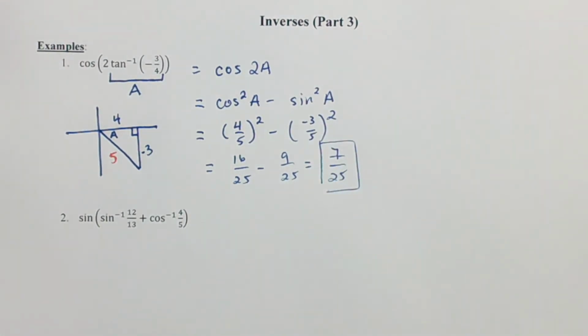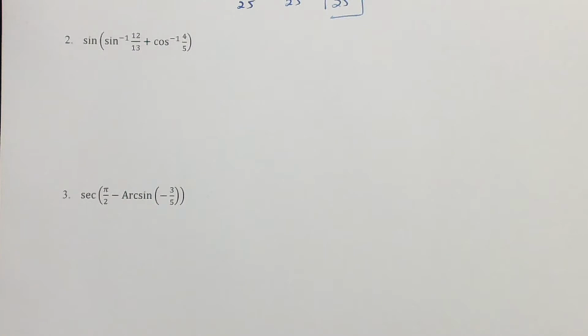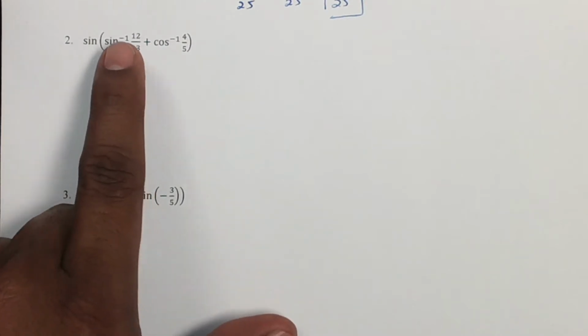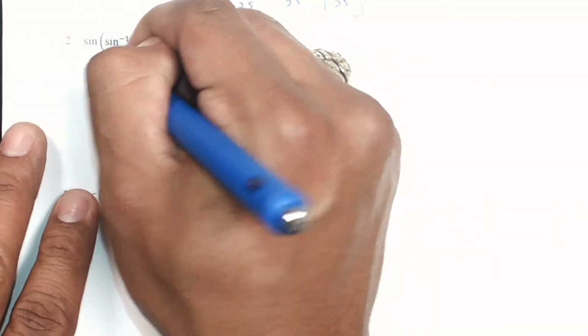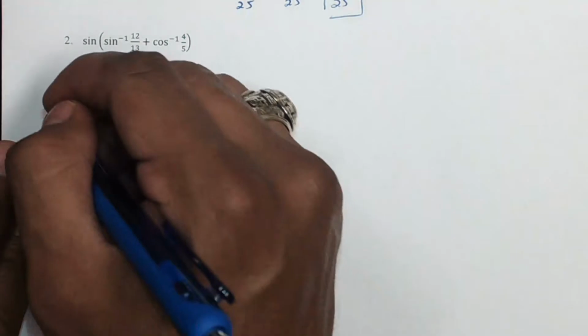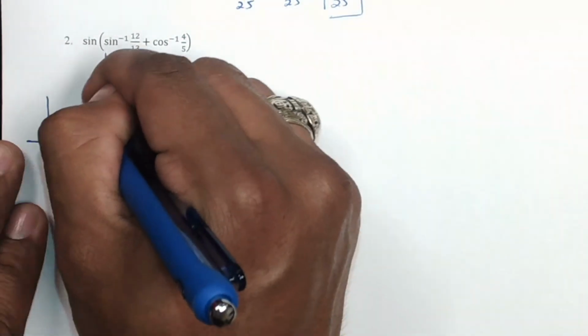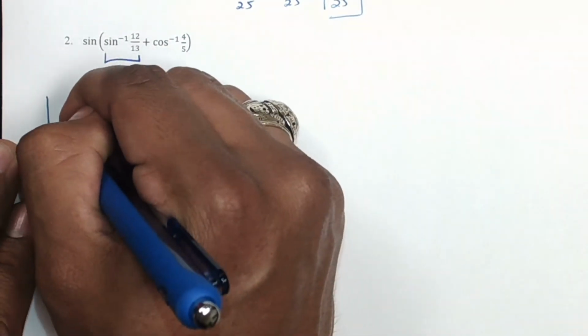So again, just using what we've done in the past with our new identities. Well, how can I use my new ones here? Well, this gives me an angle. I'm just going to call this angle A. So if it's sine inverse and it's positive, then it's in quadrant 1. So this is angle A.